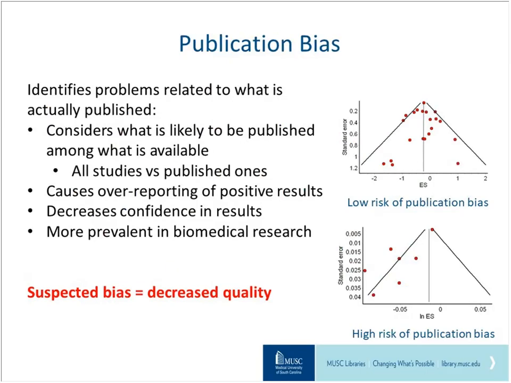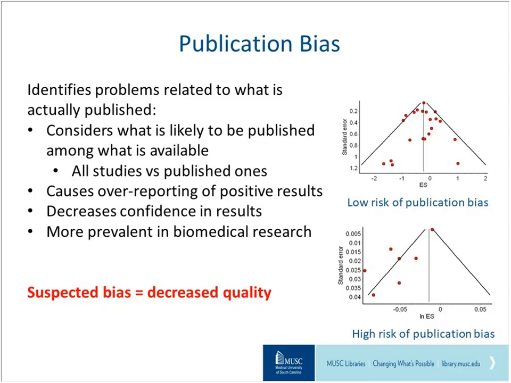And also, there's publication bias. And really, this is related to identifying problems for what is actually published. Because there is consistently a difference between all of the studies on a particular topic and what is actually published in the literature. And so what you see here on the side of this slide is what's called a funnel plot. And the top figure shows you low risk of publication bias. And the reason you know that is because the different red dots, which are individual studies, are spread out all along that funnel. So when you see a funnel plot that looks like this, you know that the majority of the studies on this topic have been published. So you're seeing the good, the bad, and the ugly.